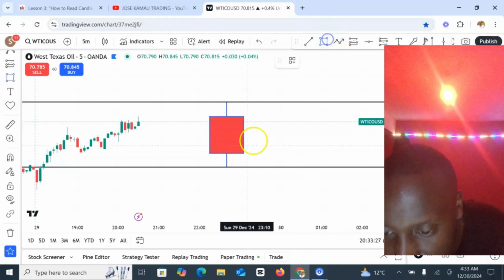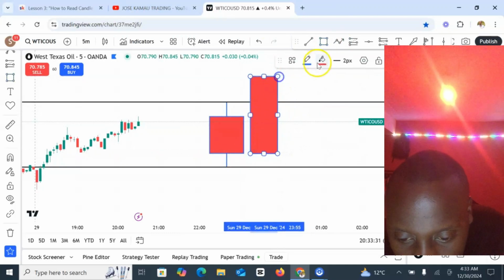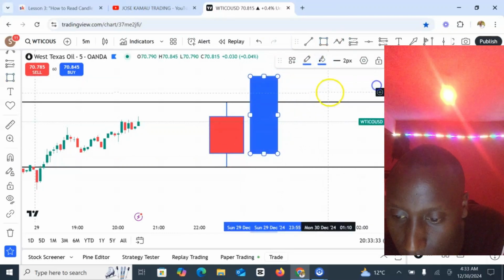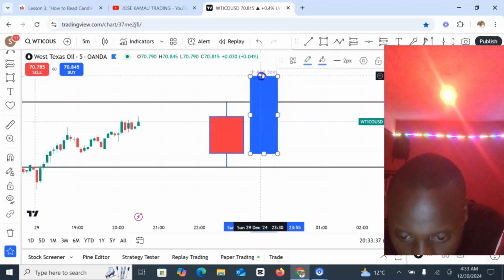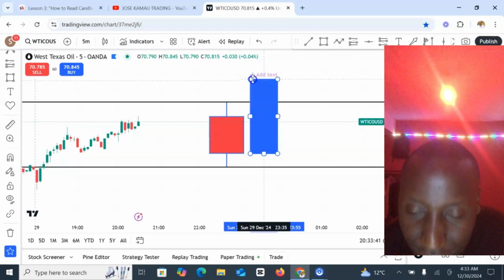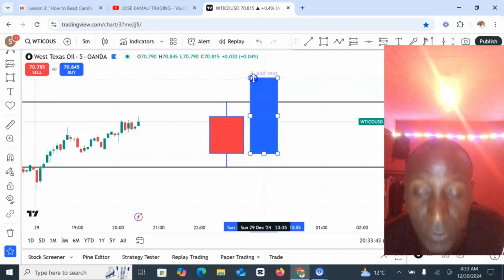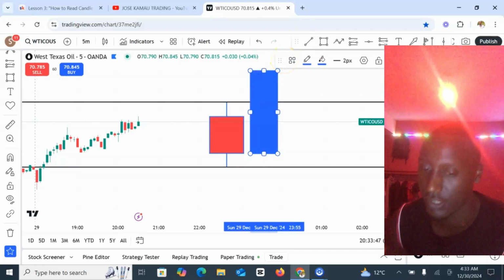So, if the next candle starts here and breaks out and closes above, so now we have a close. This is what we call a breakout candle. So price breaks out of support or resistance and then closes outside of that support or resistance.